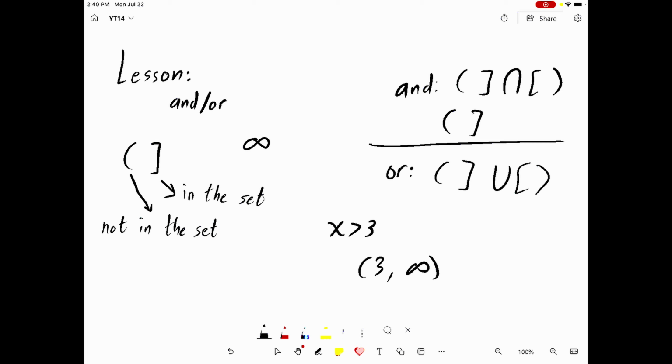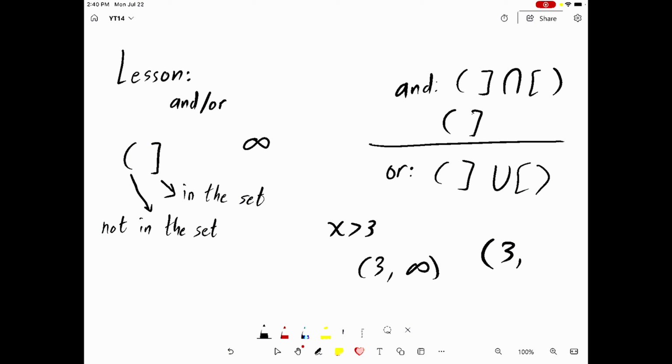So if we do that, you might be like, oh wait, so this is in the set, this is not in the set, blah, blah, blah. So what does he mean? What I mean is that this means it's not in the set. Like x is greater than 3. So 3 is not in the set because 3 is not greater than 3. 3 is equal to 3.